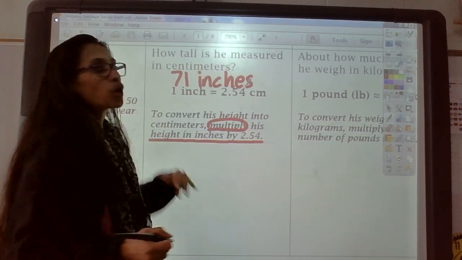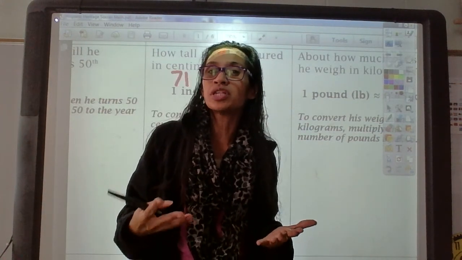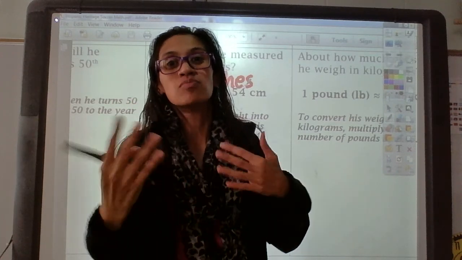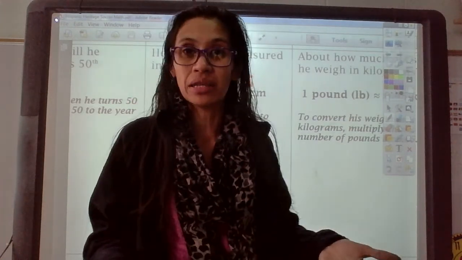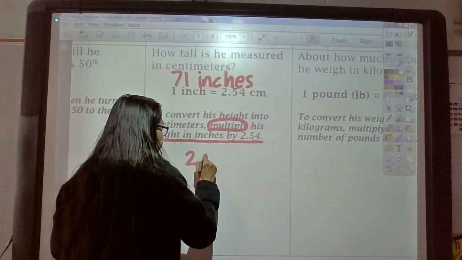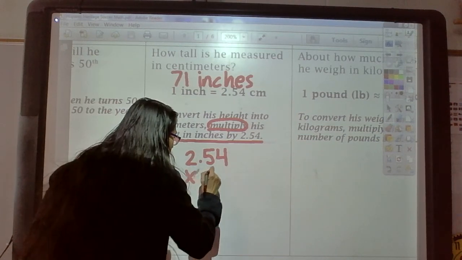Now, when you multiply, you can put either number on the top. I'd rather put the number on the top that has more digits. If you put it at the bottom, then that's more placeholders and more multiplying that we have to do. So I'm going to write the 2 and 54 hundredths first, multiplied by 71.